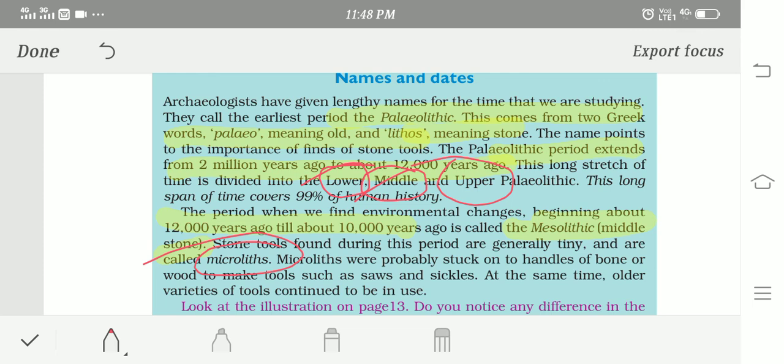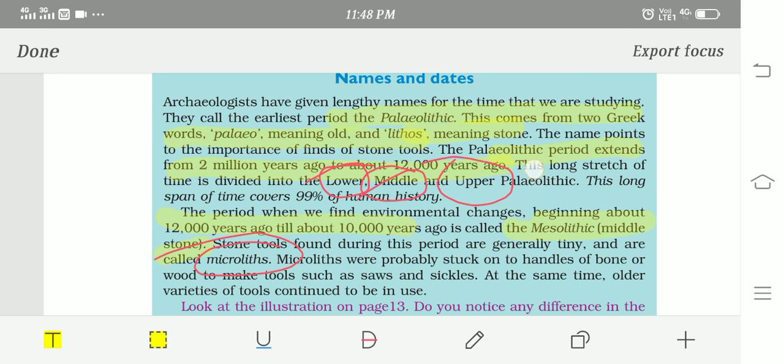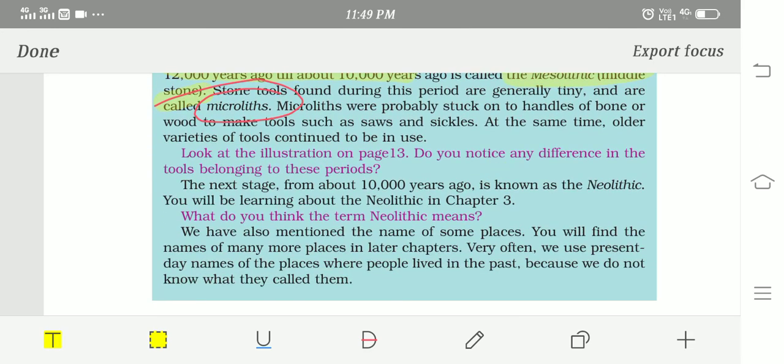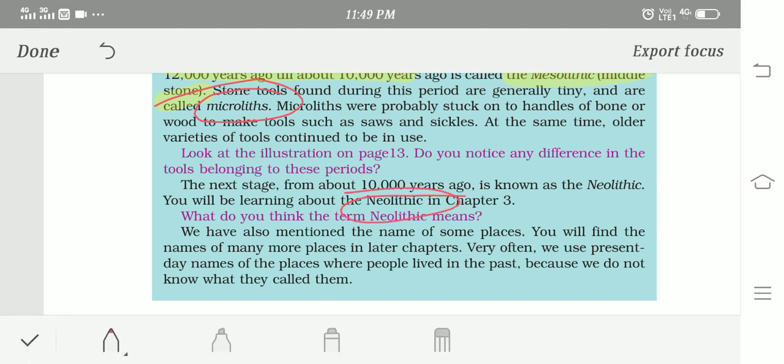Then the last one, which is considered the latest age, is the Neolithic. Well, Neolithic, here it is. So Neolithic is here. It is 10,000 years ago. So it is the latest one, which you can see in further chapters of history in class 6th. So we have a small glimpse here.